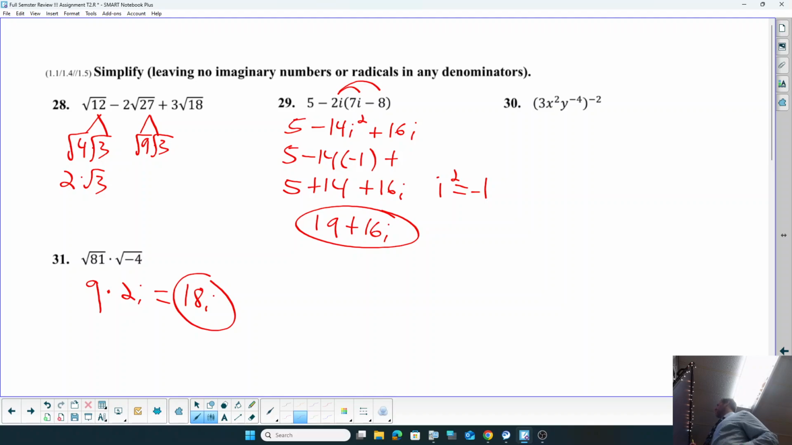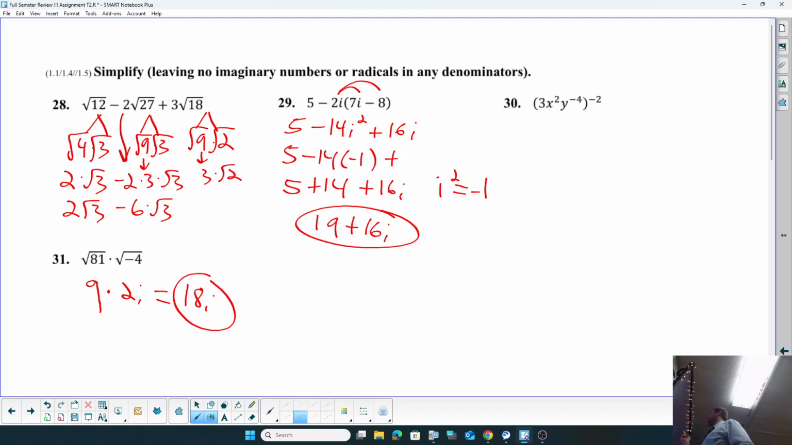And so that's the square root of both of those. And the square root of 9 is 3, radical 3. But don't forget your negative 2. And negative 2 times 3 is negative 6. So we have 2 radical 3 minus 6 times radical 3. And then 18 factors into 9 times 2. Square root of 9, square root of 2. So the square root of 9 is 3, so 3 times radical 2.